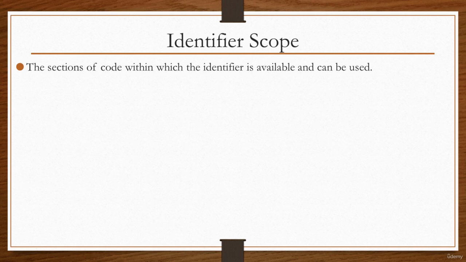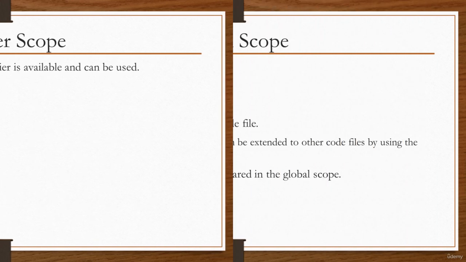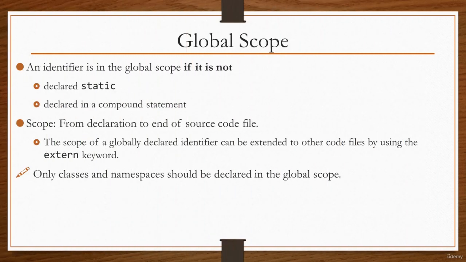Okay, so just a quick note here. When I'm talking about identifier scope, I'm referring to the sections of code within which the identifier is available and can be used. So if you have some integer x, for example, at the top of your file, some global variable, that identifier x is accessible to the rest of that file, including main and all of your other functions, so everything following that identifier. We'll actually talk about the global scope in a bit more detail in this video as well.